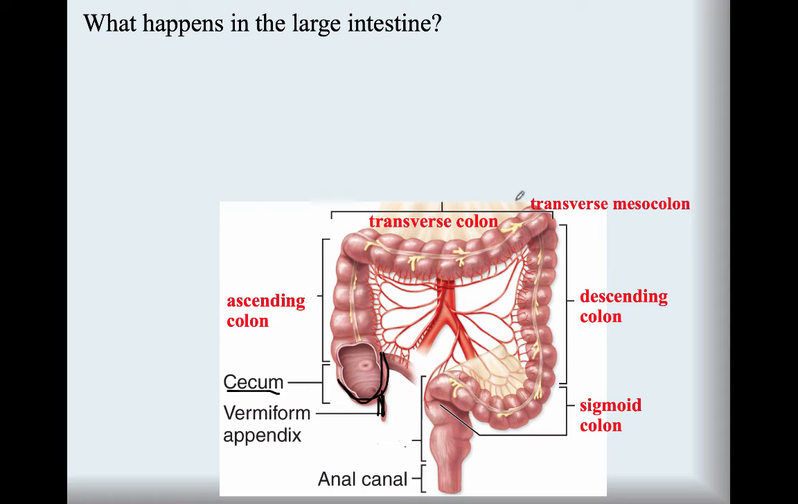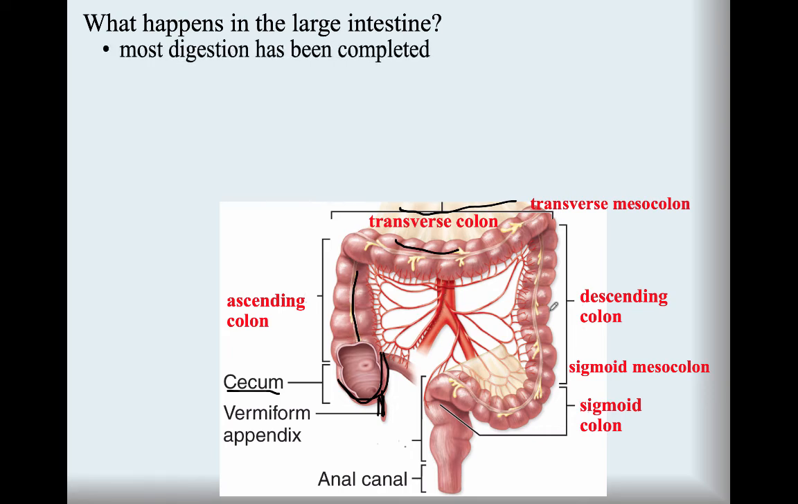Then just to review real quickly, here's the transverse mesocolon, and that's going to attach the transverse colon to the posterior wall of the abdominal cavity. And then here is the sigmoid colon as well. Again, a specialization here is the longitudinal smooth muscle, this band right here on the outside, called teniae coli. That's the longitudinal smooth muscle of this structure.